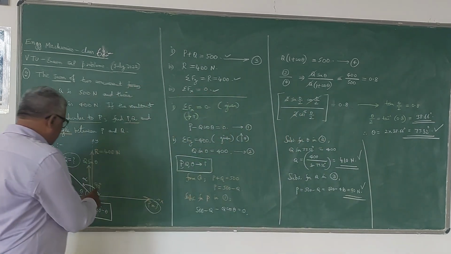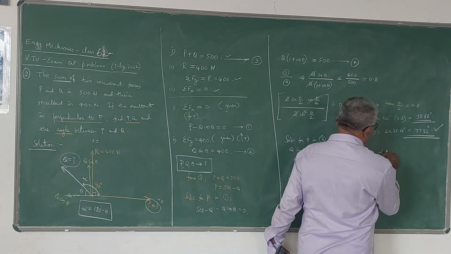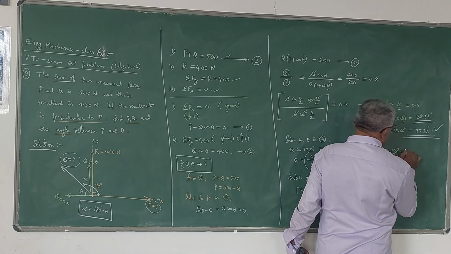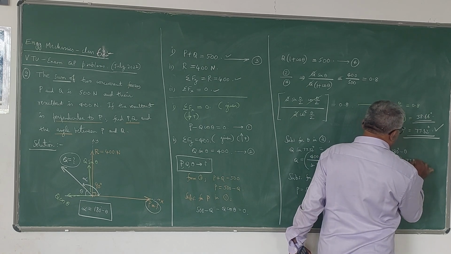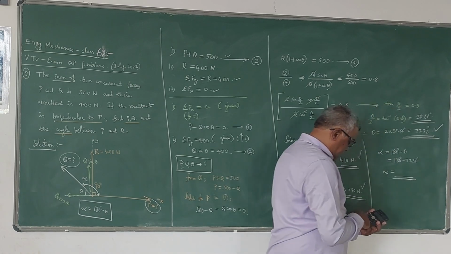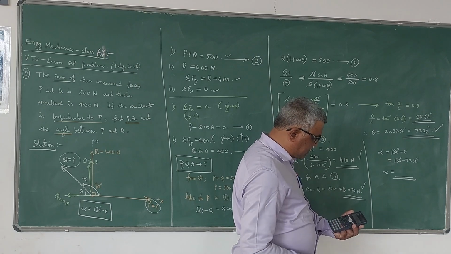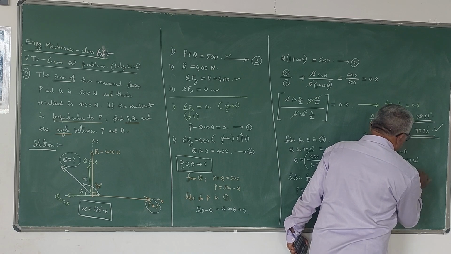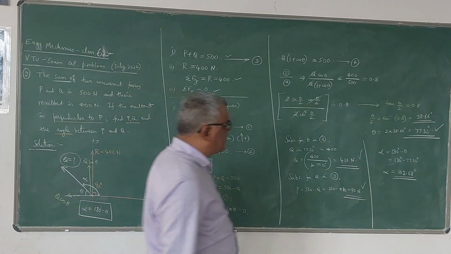Now the angle between P and Q is asked. The angle between P and Q is alpha, according to the diagram. So alpha is 180 minus theta, that is 180 minus 77.32 degrees, which is 102.68 degrees. So this is the answer. That is the angle between the two forces.